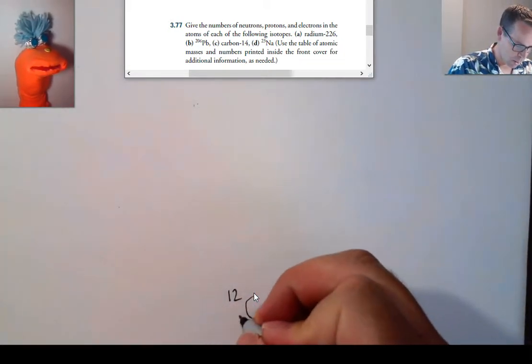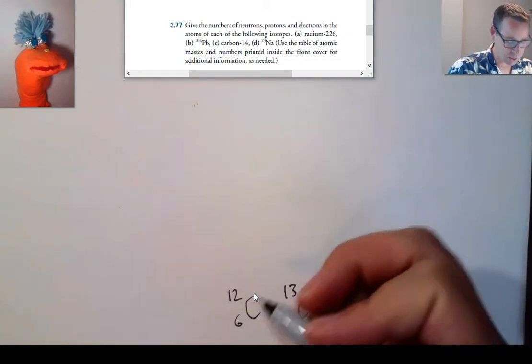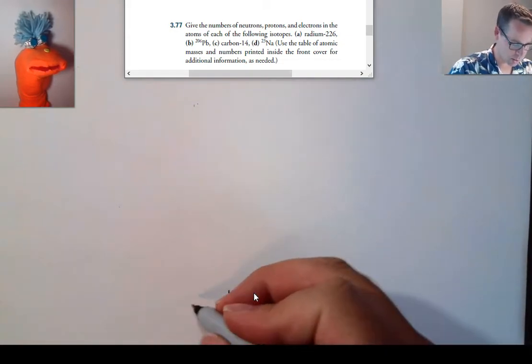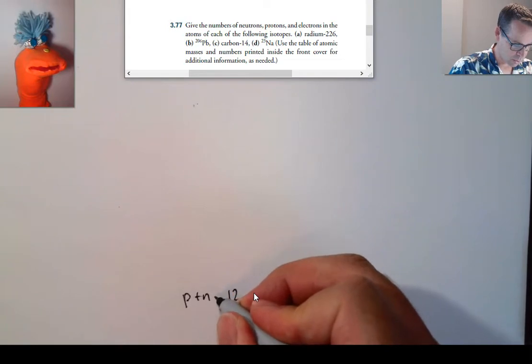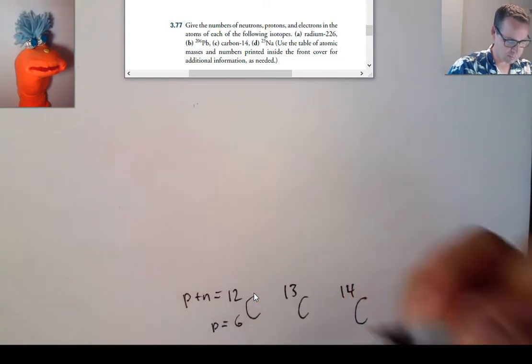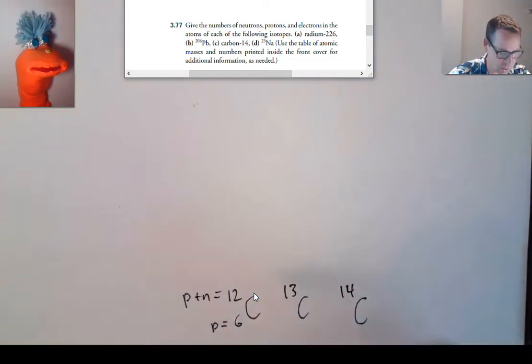Very good. Now remember, sometimes you'll see that 6 there. I'll write it there just to remind us. But this is protons plus neutrons. And it's nice to have that protons number down there because then we can just see that 12 minus the 6, and we can know the number of neutrons right away, right?